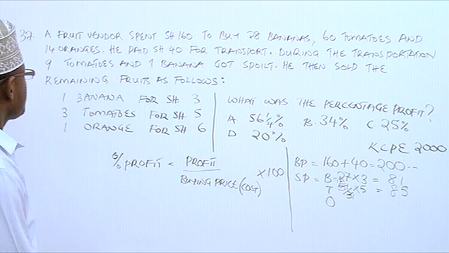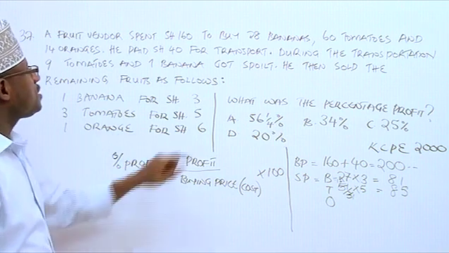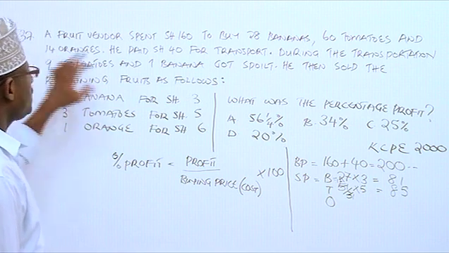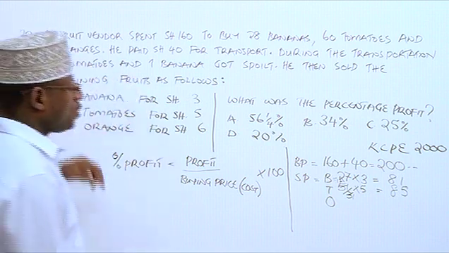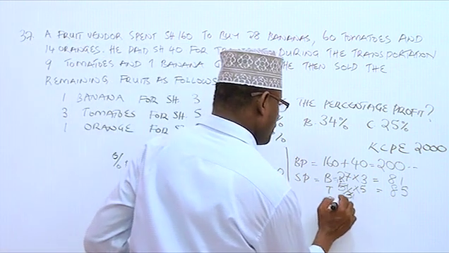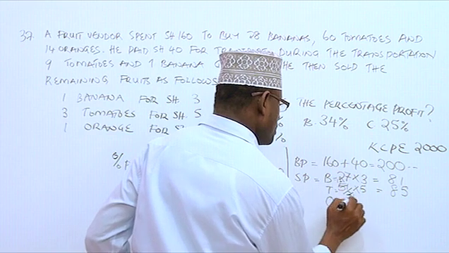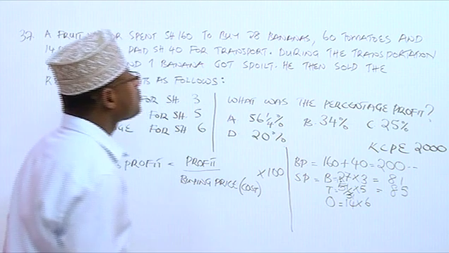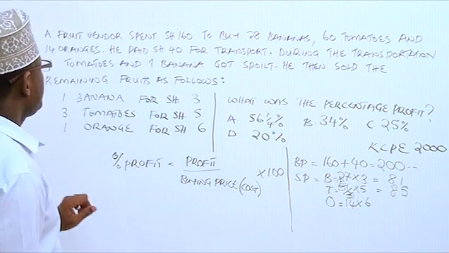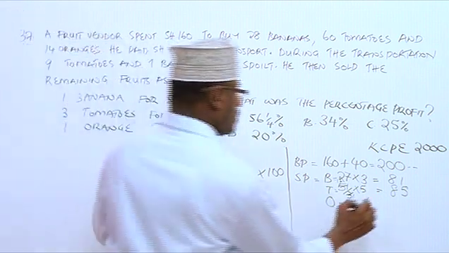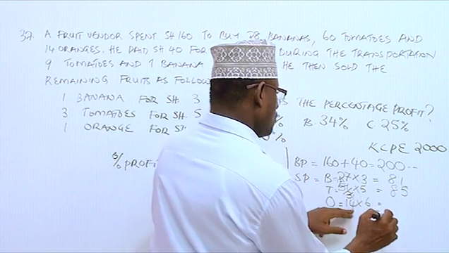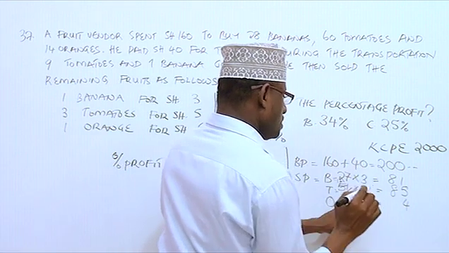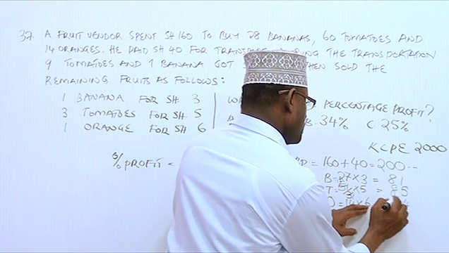Now we have the oranges. 1 orange for 6 shillings. How many oranges did he buy? 14 oranges. Any got spoiled? None. So we have 14 multiplied by 6, which will give us 4 times 6, 24, carry 2. 1 times 6 is 6 plus 2 is 84.